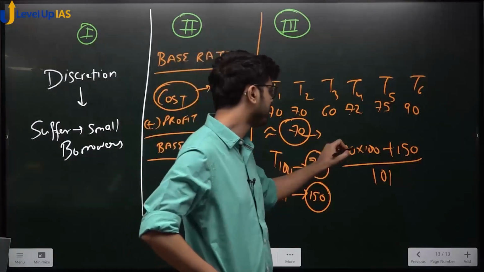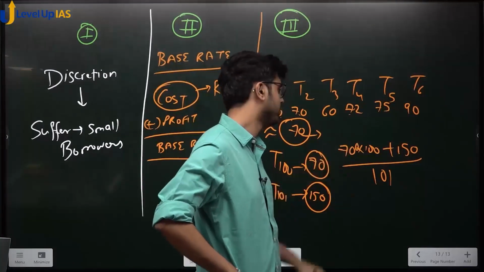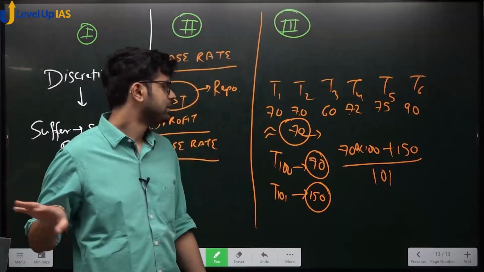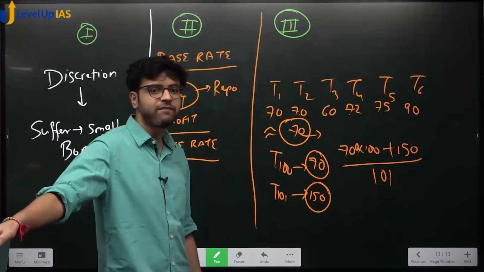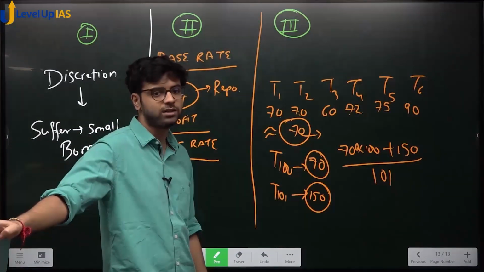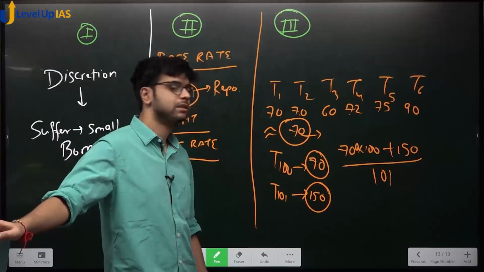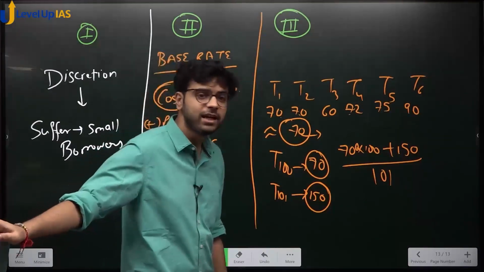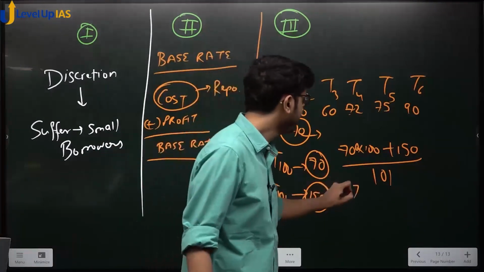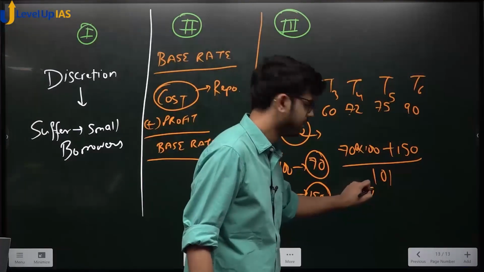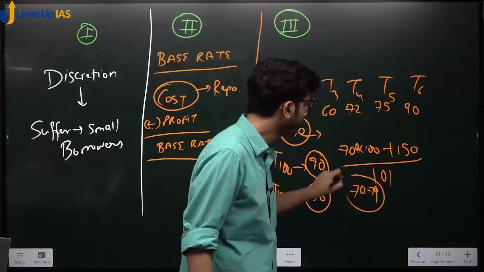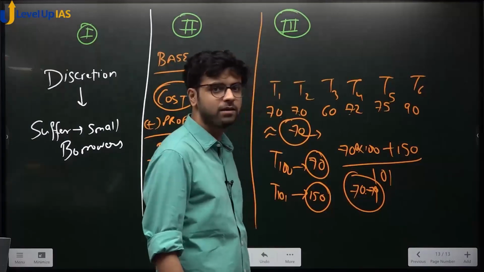No, this is 7000, right? Sorry. So 7000 plus 150, 7150 divided by 101. It is 70.79. Okay.